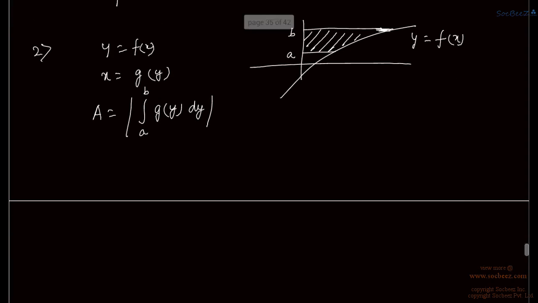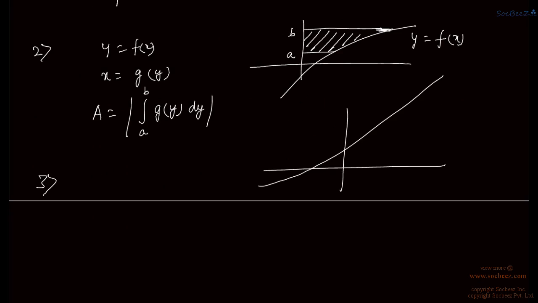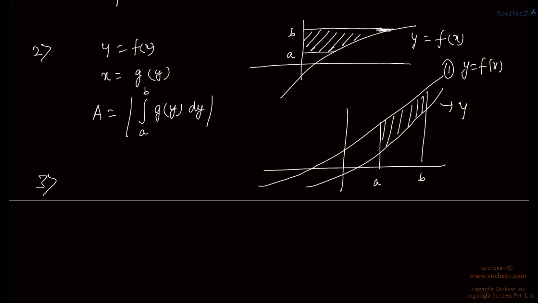And if we have two curves, area between two curves, case 3, suppose like this and like this. If we want to find this area from a to b, curve 1 is y = f(x) and the other curve is y = g(x). So we have this area as the modulus of the integral of f(x) dx from a to b minus the modulus of the integral of g(x) dx from a to b. In this way we find the area between the curves.